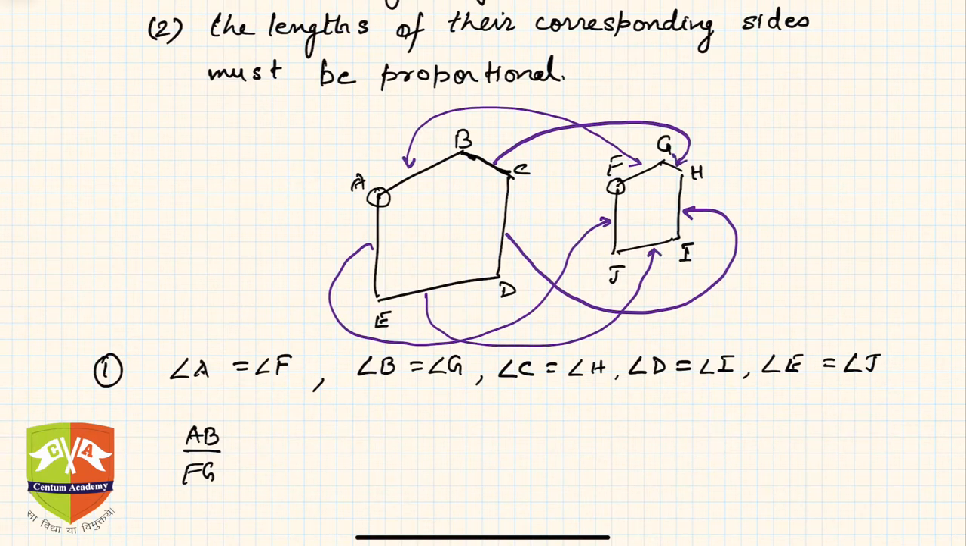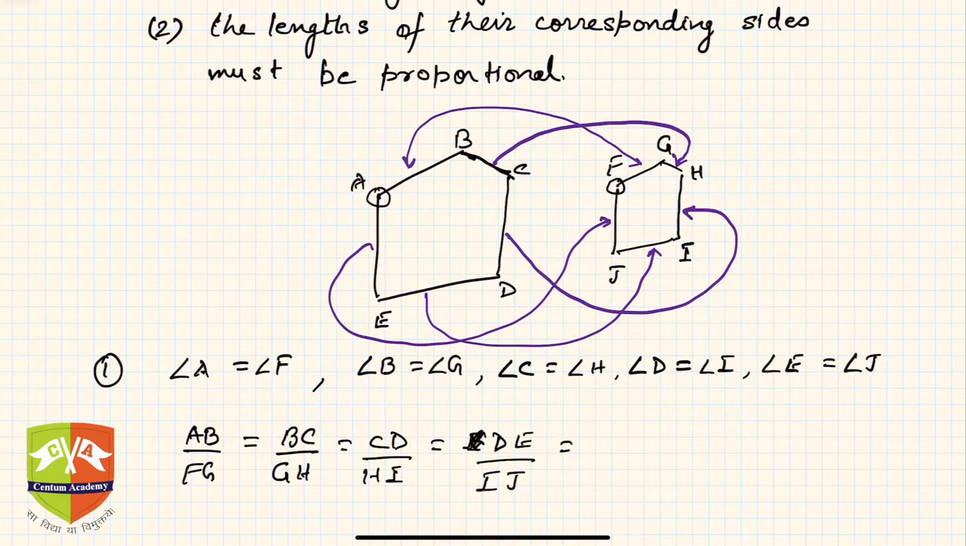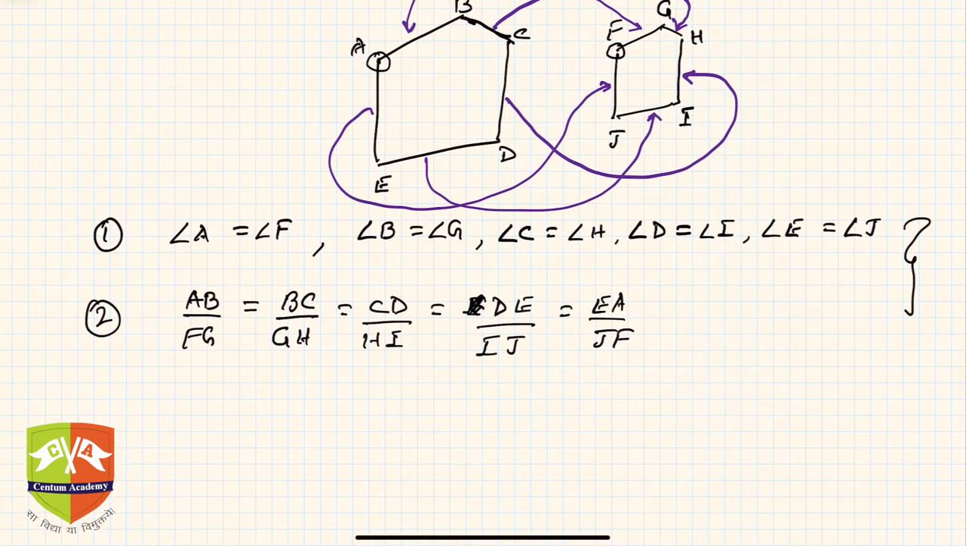Now, hence, what is the rule or the criteria? AB by FG must be equal to BC by GH, must be equal to CD by HI, must be equal to DE by IJ, and EA upon JF. So this is criteria number two. In any two geometric plane figures, if these two criteria are met, then we say ABCDE is similar to FGHIJ.